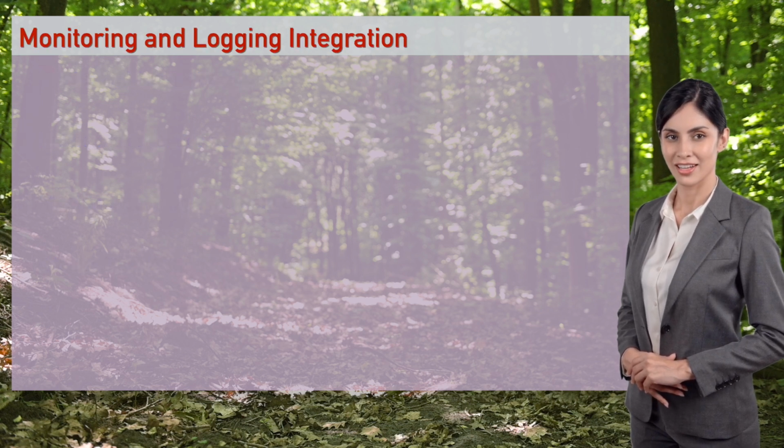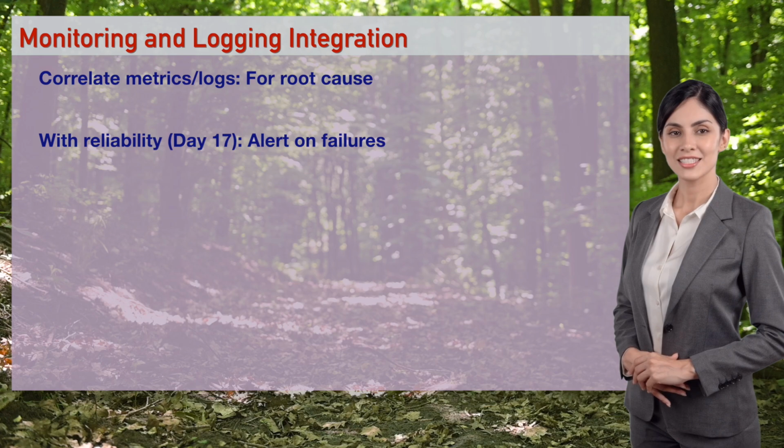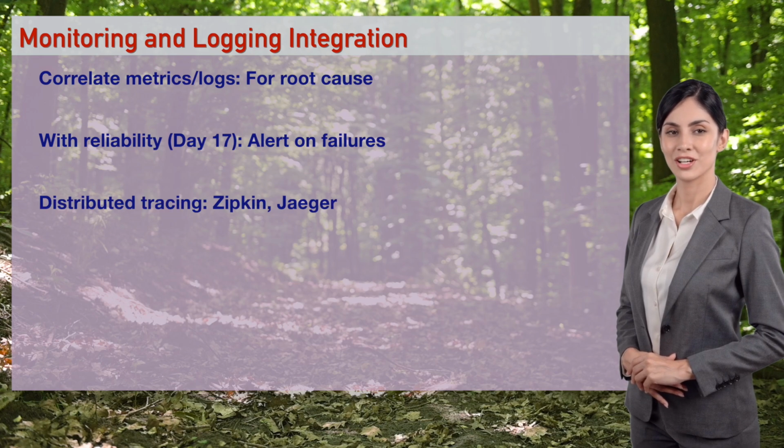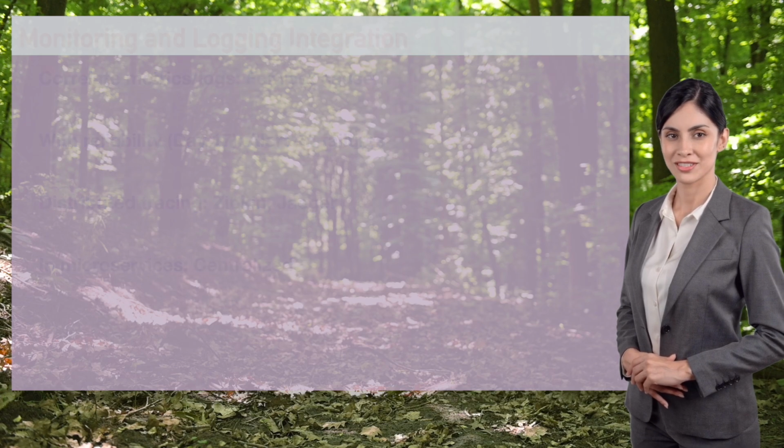Integrating monitoring and logging, correlate metrics from Prometheus with logs in ELK for comprehensive root cause analysis. Tie to Day 17 reliability by alerting on failure patterns. Add distributed tracing with tools like Zipkin or Jaeger to follow requests across services. In Day 7 microservices, centralize for unified views.